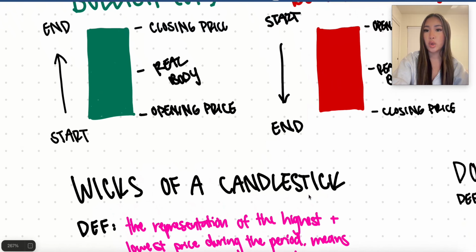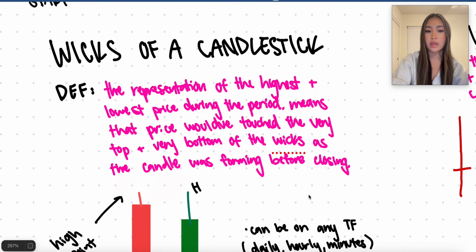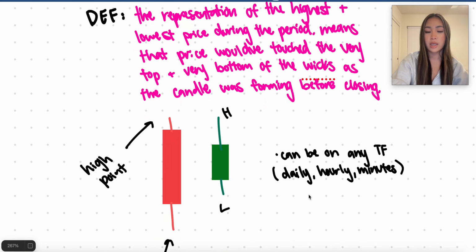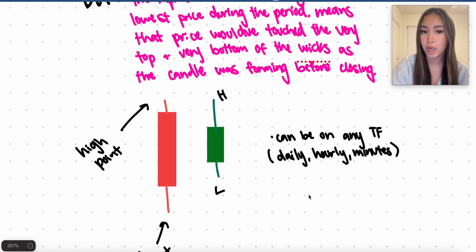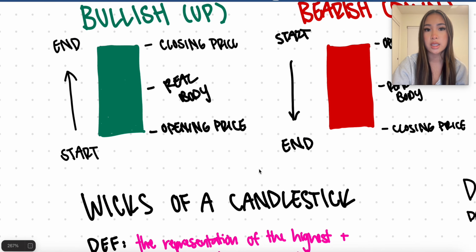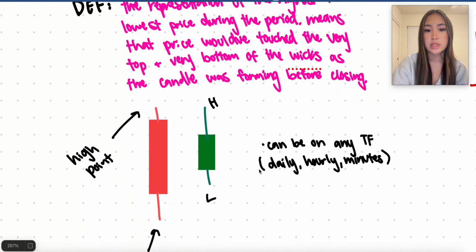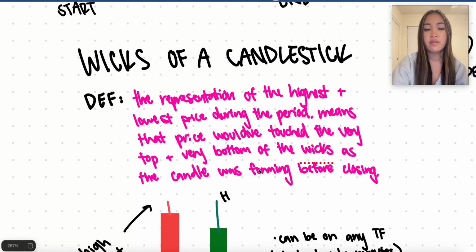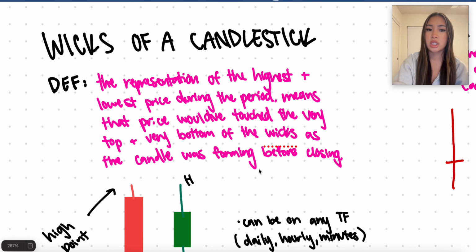So I'm going to go over what a wick means and what that looks like, because we just went over the body. This is a little bit of a better drawing. I'm very sorry about these ugly candles, but this one is a little bit better. The definition of a wick is basically the representation of the highest and lowest price points during the period of time that the candle was forming. That means the price would have touched the very top and the very bottom of the wicks as the candle was forming before it closed.